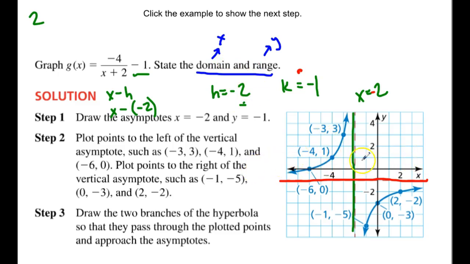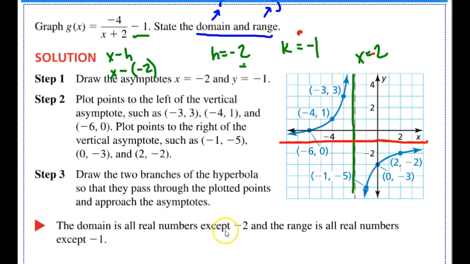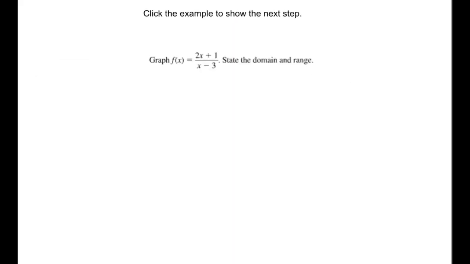So my domain, again, is all my x values. So it's everything going back and forth. So I see that my domain is everything except for this h value, right? Because that's my asymptote. So my domain is going to be all real numbers except negative 2, which is my h value, and the range is going to be all real numbers except negative 1, which is my k value. So this h and k also tell you about your domain and range. Okay, so now here's our next example.